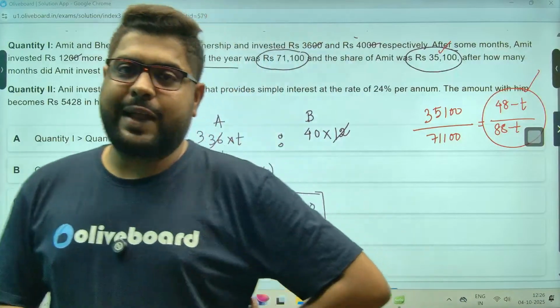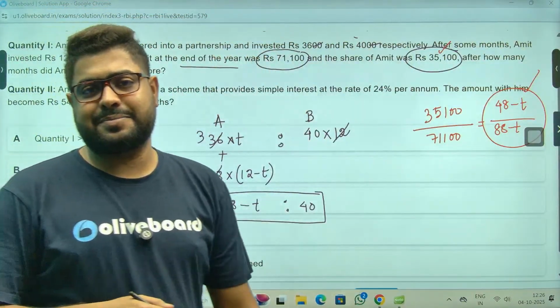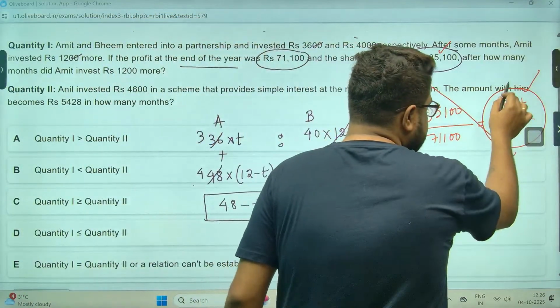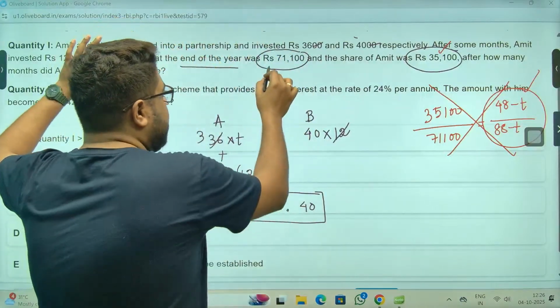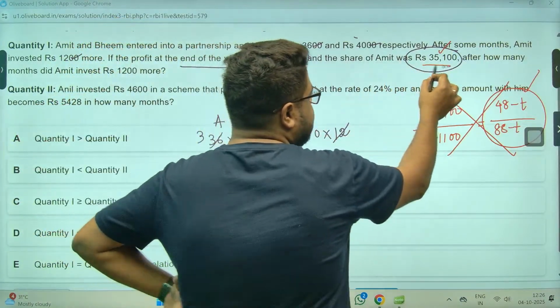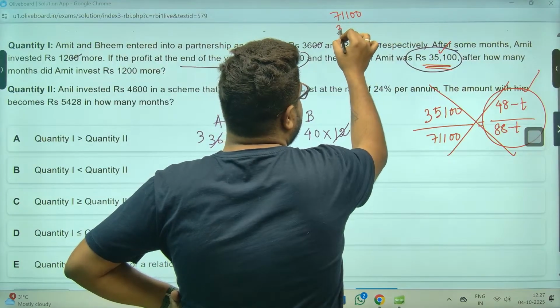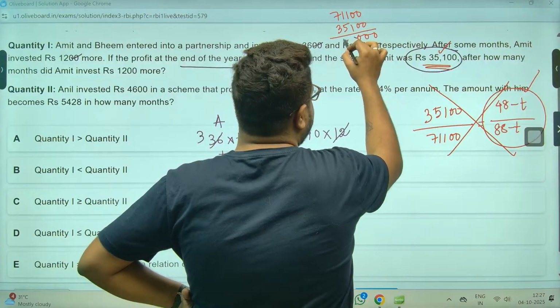A little difficult to calculate, sir, because cross multiplication will be painful, sir. Do not do this, sir. Never do this. A little hope, sir. Total profit is this. Amit has got this. Bhim has got how much, sir? Can I simply figure it out, sir? 100 cancel. 35 this, 36,000.